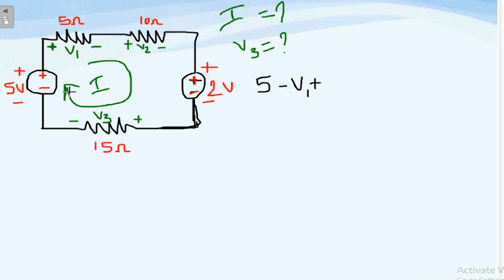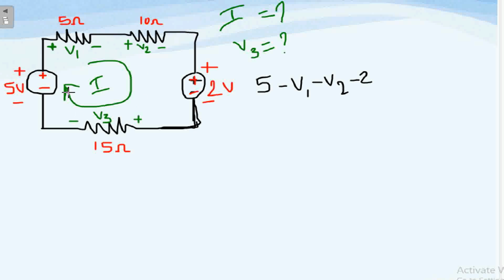Next, here V2 is moving from positive to negative. The current direction is moving from positive to negative. So here you can write minus V2. And let us come to this point, positive to negative, so minus 2 volts. And while coming to the 15 ohms, it is moving from positive to negative.